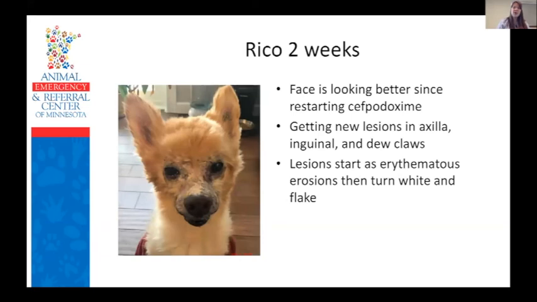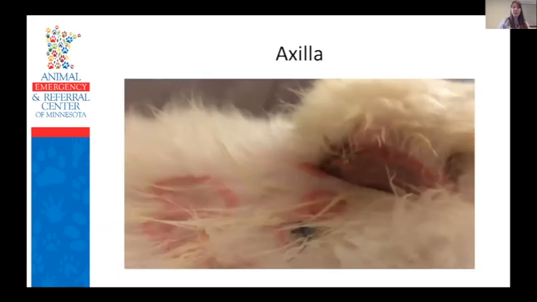So now he has lesions in his axilla, inguinal, and his dew claws. And now he's starting to get white exudative lesions that then turn into erythematous skin crust. This is his axilla.